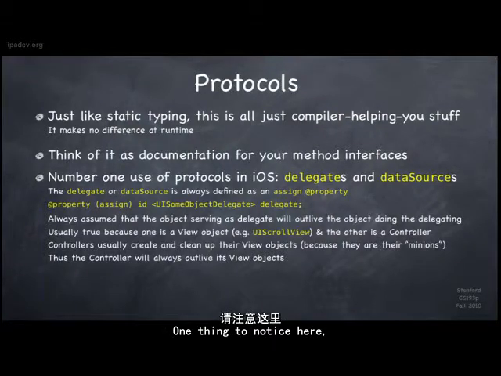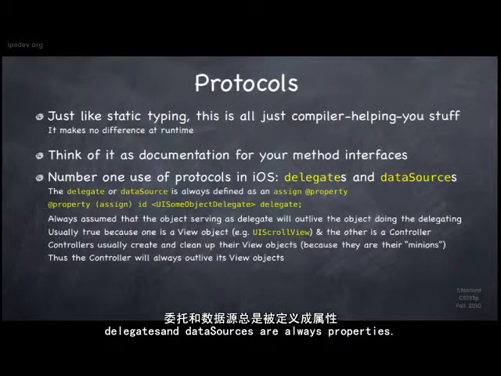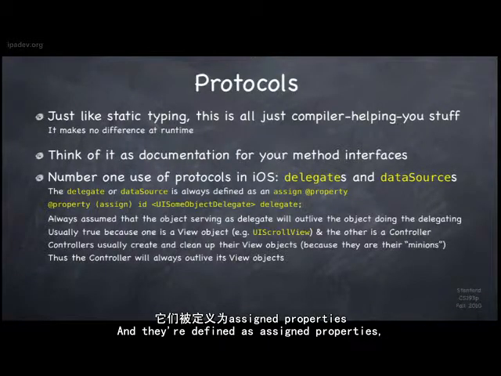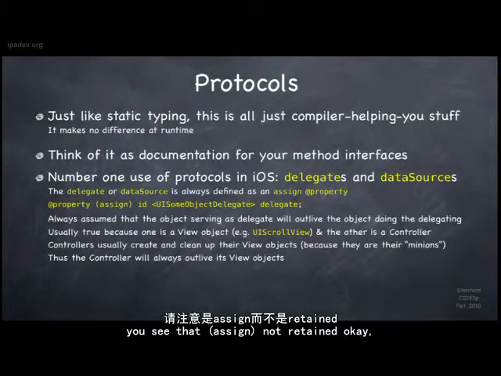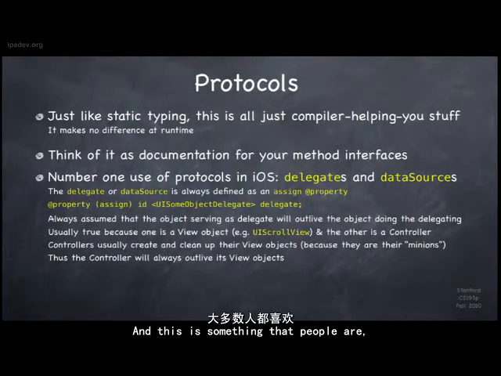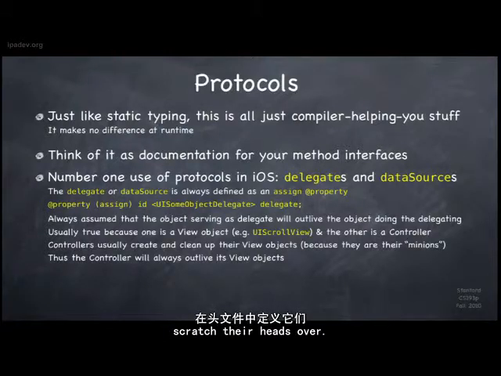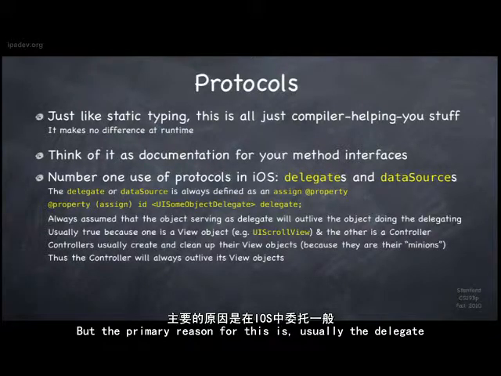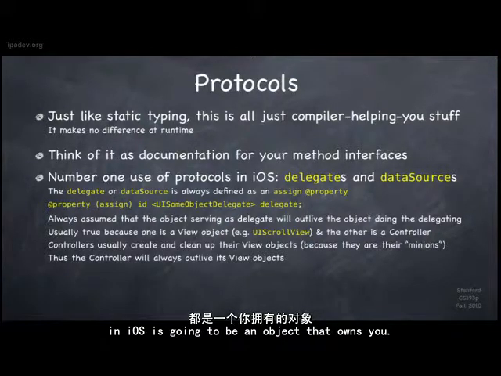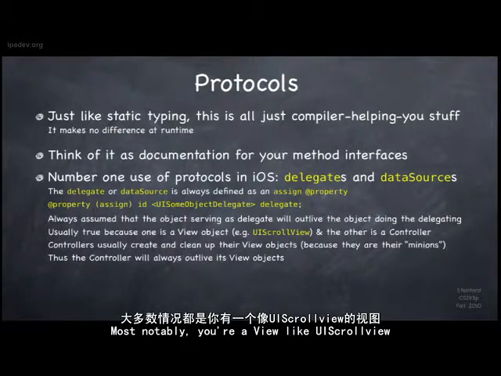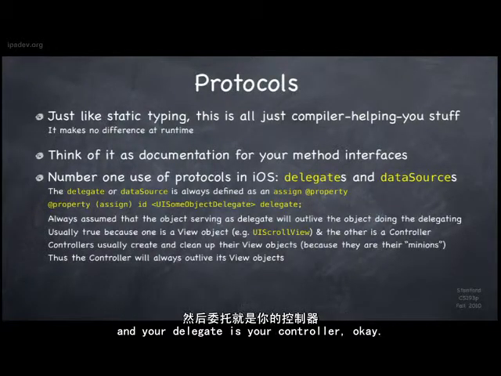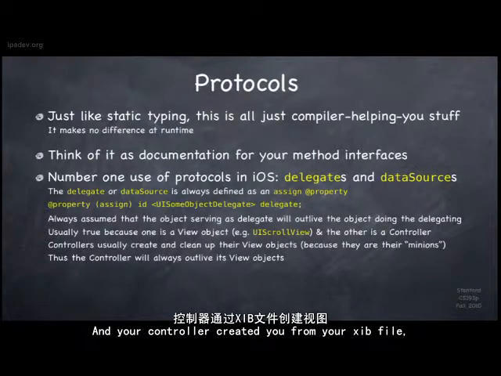One thing to notice here, delegates and data sources are always properties, and they're defined as assign properties. You see that little parentheses, assign, not retain, or copy. It's assign. And this is something that people scratch their heads over. But the primary reason for this is usually the delegate in iOS is going to be an object that owns you. Most notably, you're a view, like UI scroll view, and your delegate is your controller. Your controller created you from your zip file, right?